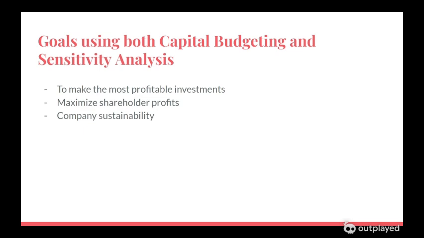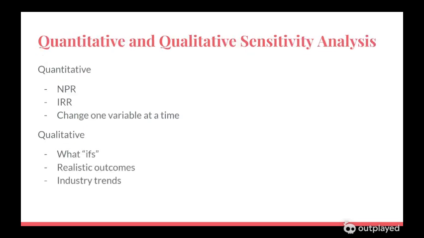The goals in using capital budgeting and sensitivity analysis are to make the most profitable types of investments, the smarter investments, but also to maximize shareholder profits and to sustain your company, making sure that you're not taking on a lot of risk and really managing and finding that fine line of profit and sustainability.